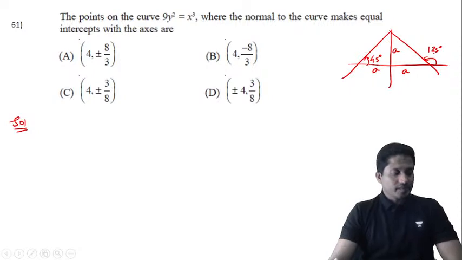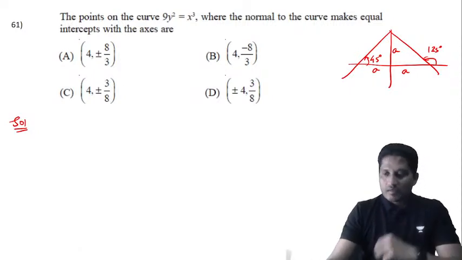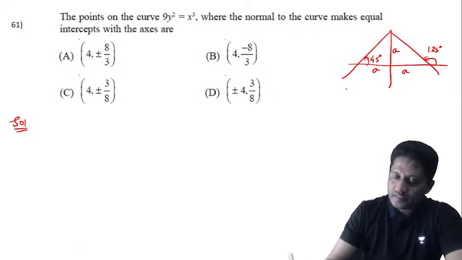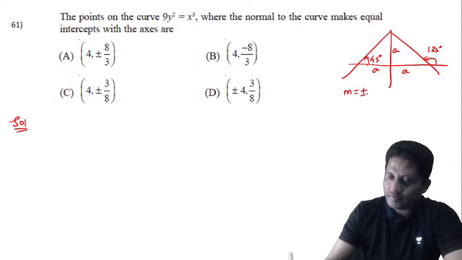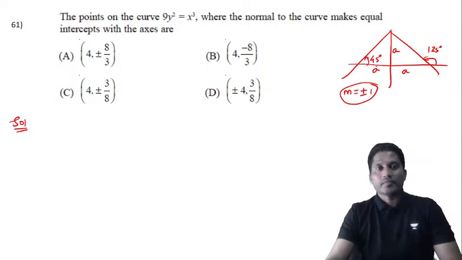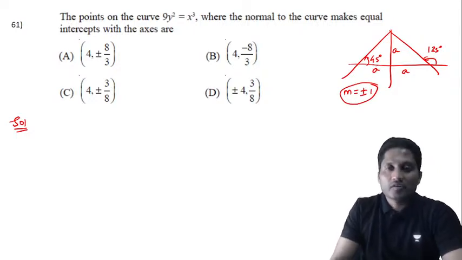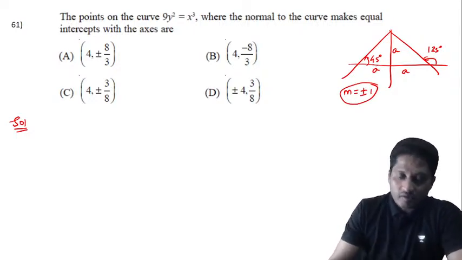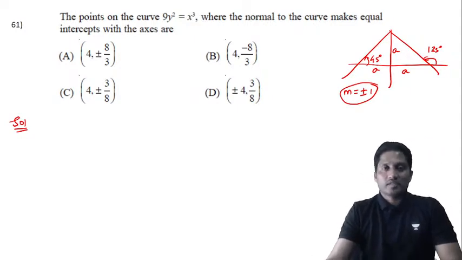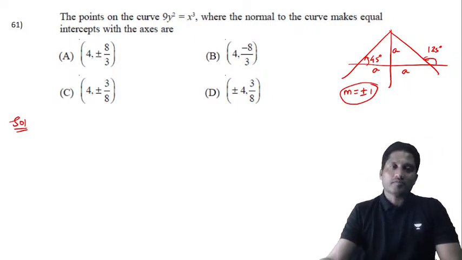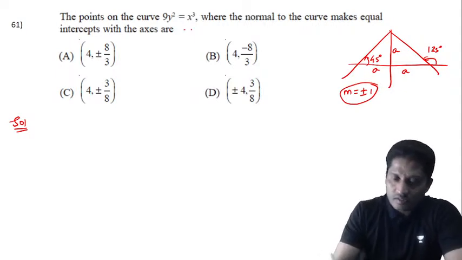X-intercept and Y-intercept will be the same, right? Then obviously slope will be equal to plus minus 1. Either it will be 45 or it will be 135. Slope will be equal to plus minus 1. And the points on the curve where the normal to the curve makes equal intercepts with the coordinate axes. You can't apply any shortcut for this because if you take the points and substitute, more than one will satisfy. So you call this as equation 1.